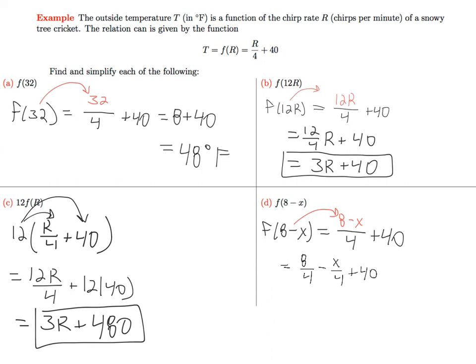So I can split up the difference in the numerator of that fraction. This gives me 2 minus x over 4 plus 40. And so to make this simplified here, we might as well add the 40 and the 2. So evaluating f at 8 minus x gives us 42 minus x over 4. We need to pay attention to the variable that we used. So since our variable that was going inside was x, the expression in the end has x as the variable.